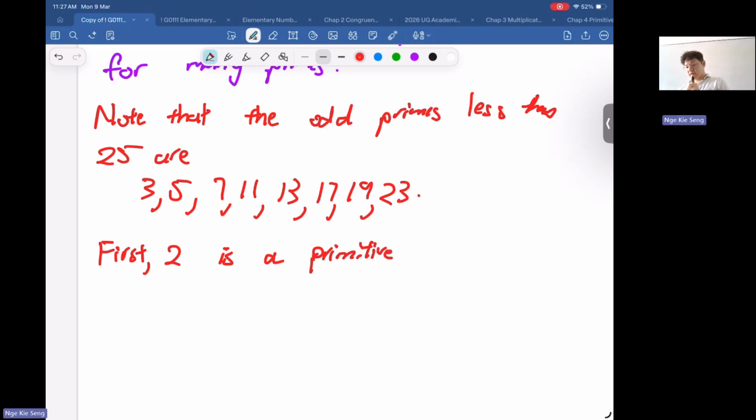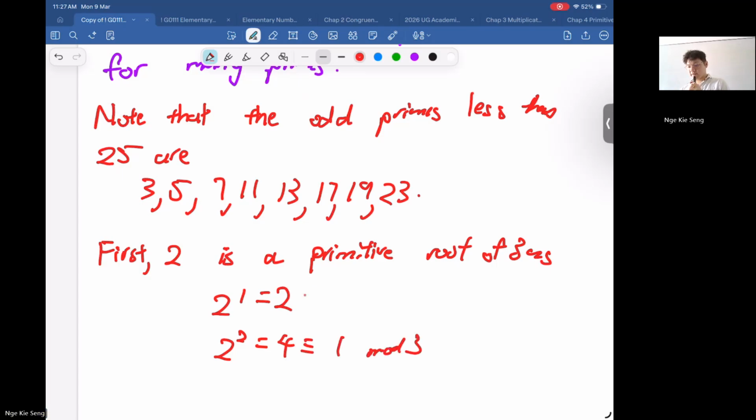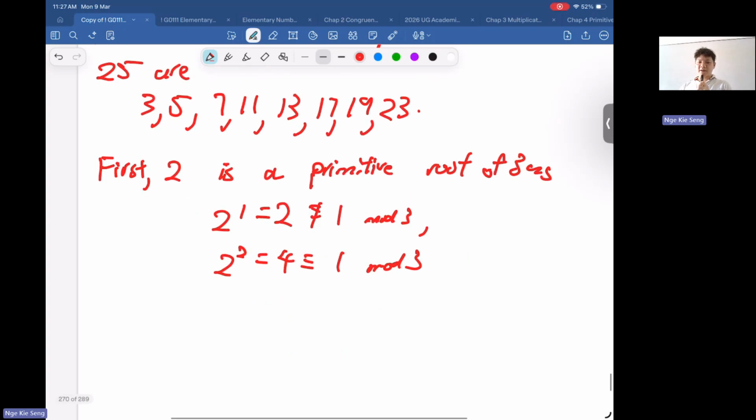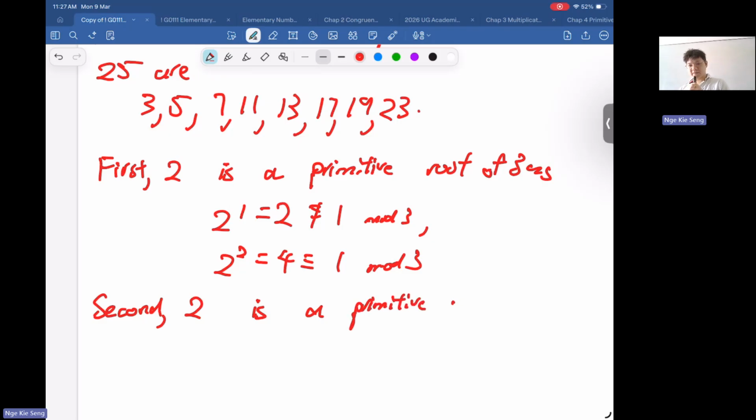So first, you can see that 2 is a primitive root of 3, because 2 to the 1 is 2, and 2 to the 2 gives you 1. Then you do the same thing again: check whether 2 is a primitive root of 5. Checking 2 is enough.